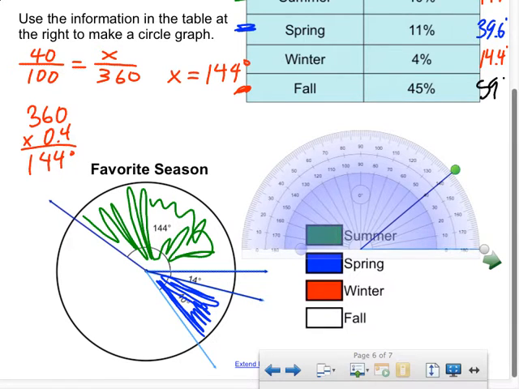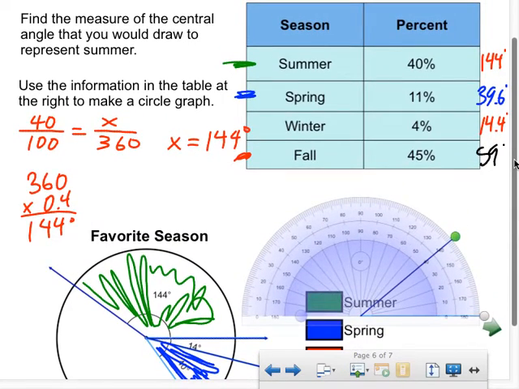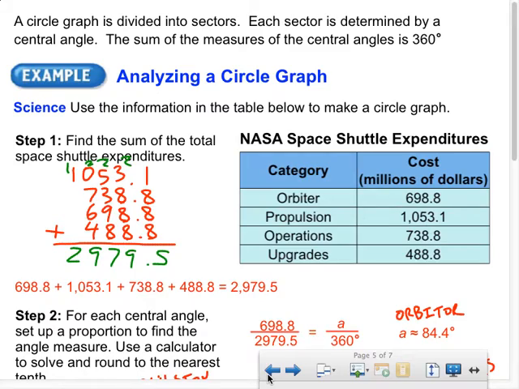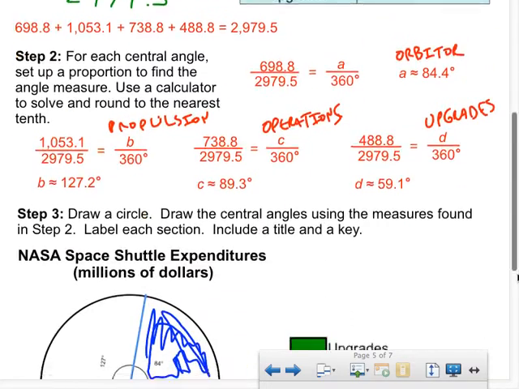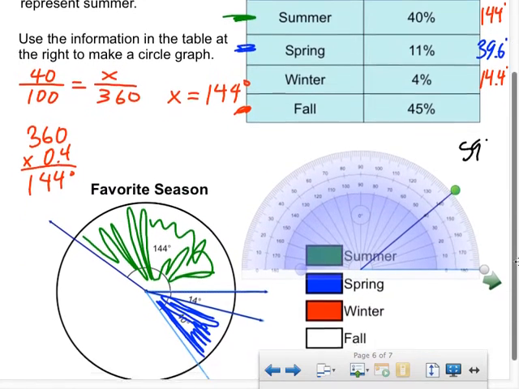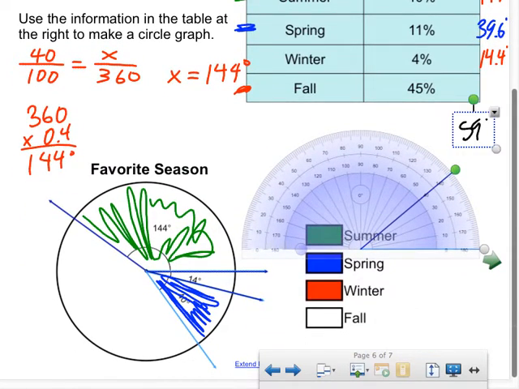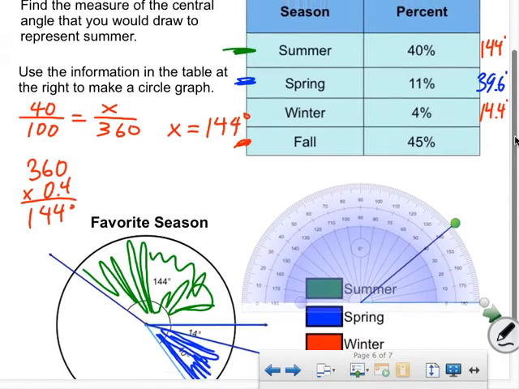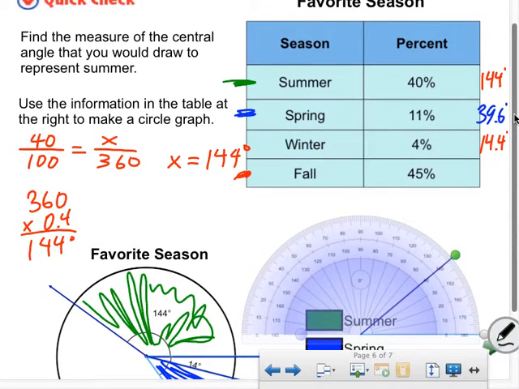Fall would have to be greater than summer since it's 45 to 40. We're talking about spring though, right? No, we're talking about fall. Fall is wrong. That's not 59. How much is fall? 162. We're talking about degrees, ladies and gentlemen. It would have to be just a little bit more than 144 because this is 40, right?